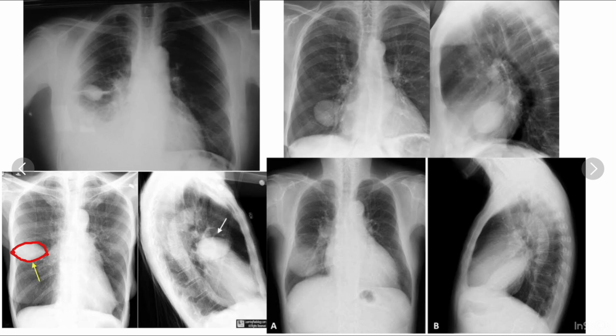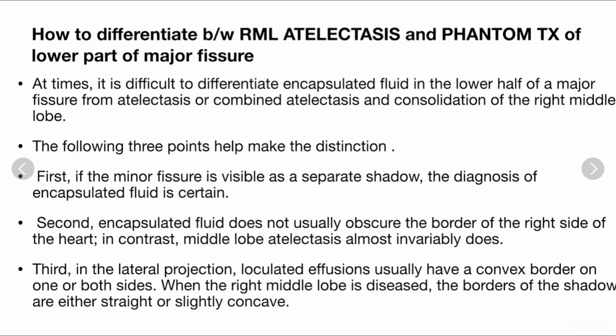Here we can see multiple vanishing tumors. Here we can see one in the right horizontal fissure, and then in the right major fissure in its lower portion. And here in the lateral projection we can see them again in all these diagrams.